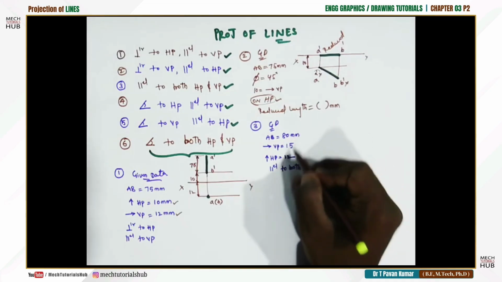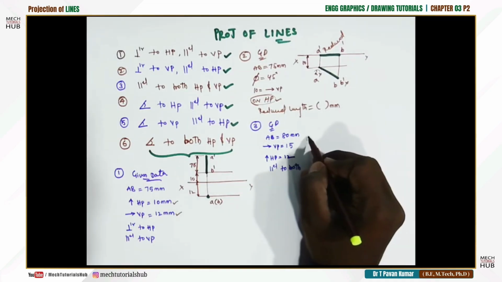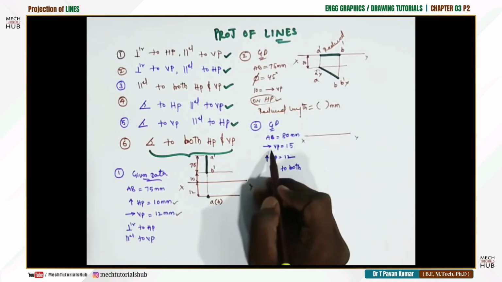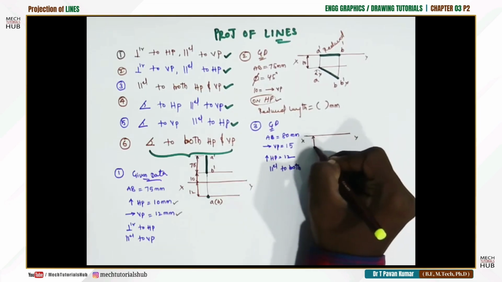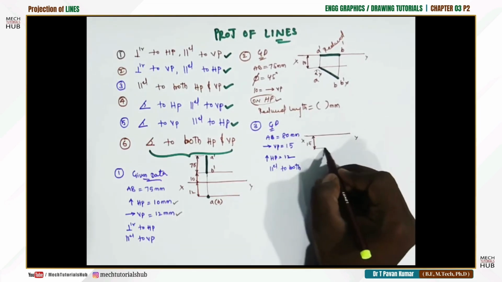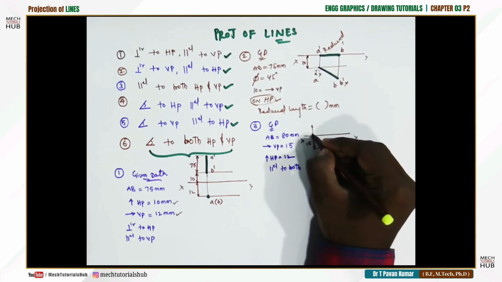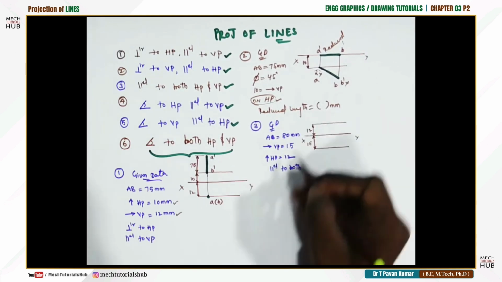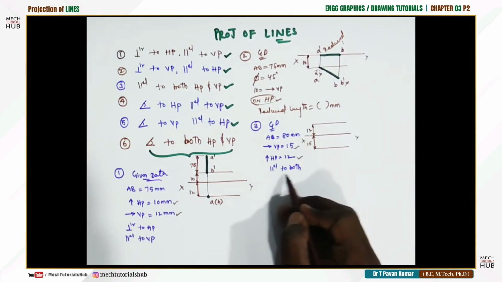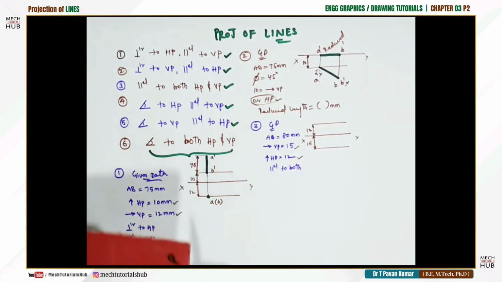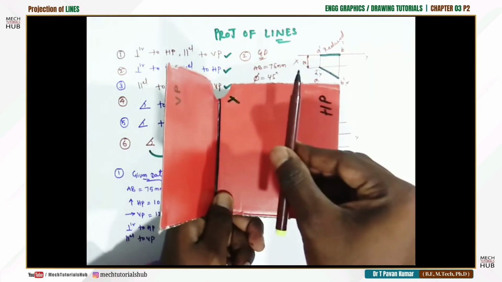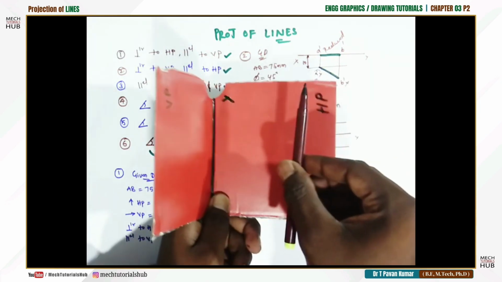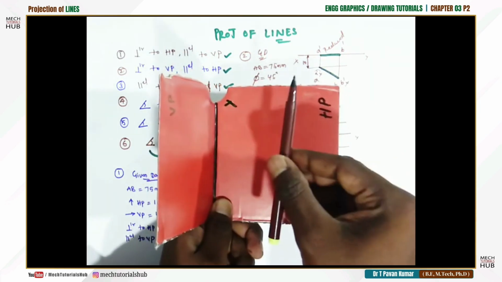Fine. Now for this particular question, I'll draw the XY line. I'll try to place the in-front and above distances. In front will always come below, which is 15 mm. Draw one locus. Above, which is 12 mm. Draw one more locus. These two are justified. Now the line is parallel to both the planes. If the line is parallel to both the planes, the position is going to be something like this. Parallel to HP, parallel to VP. At a distance of 15 mm from VP, 12 mm from HP.